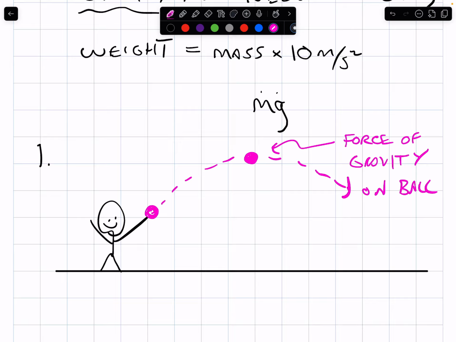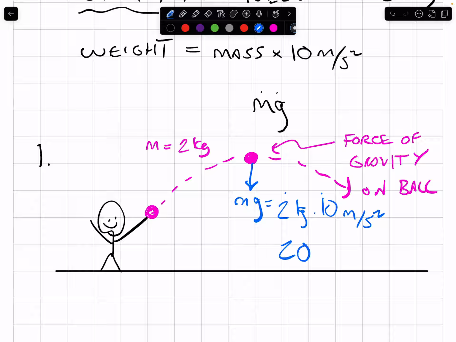It's a ball, and that ball has a mass of 2 kilograms. So what is the force of gravity acting on this thing? Well, it's mg, and it points straight down. So the force of gravity on this ball at its highest position is 2 kilograms times 10 meters per second squared. So 2 times 10 is 20, and a kilogram times a meter per second squared is a newton. So the object's weight is 20 newtons.